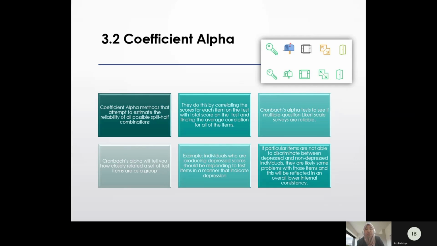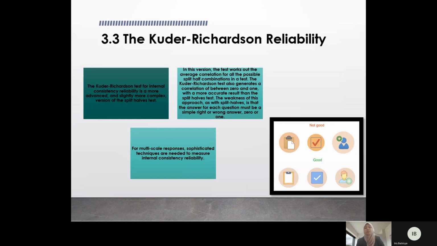Okay, coefficient alpha methods attempt to estimate the reliability as a possible split half combination. Okay, they do this by correlating the score for each item on the test with the total score on the test and finding the average correlation for all items. Okay, usually they use the Cronbach alpha test to see multiple questions in a Likert scale survey.